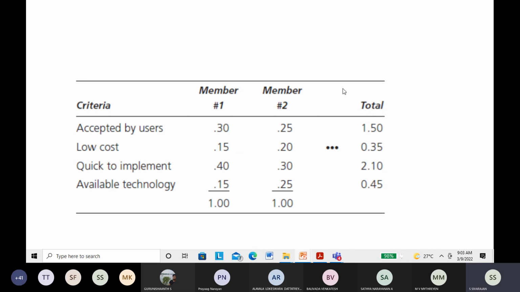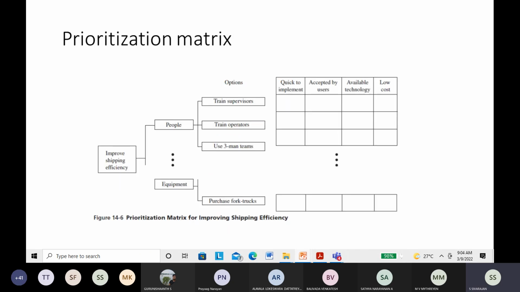So finally, one thing will come. We are giving weightage because all are not equally good. Quick to implement, all are not equal. Two people will decide which is more important. All are important, but we are not going to give equality. Some points are very important. For example, quick to implement is very important, because if we decide something quickly, then only the shipping efficiency will improve. So we can give more weightage to it when compared with the other one.